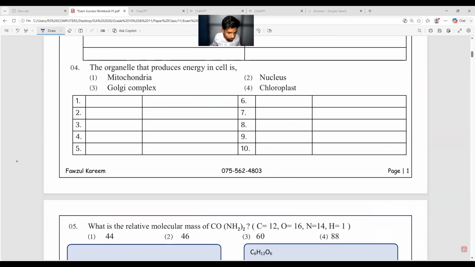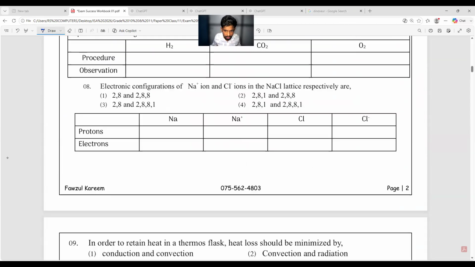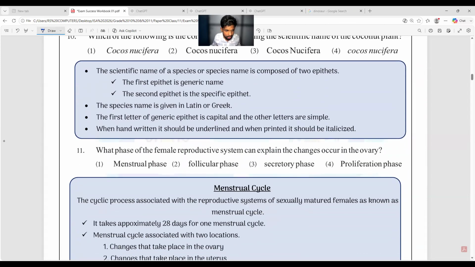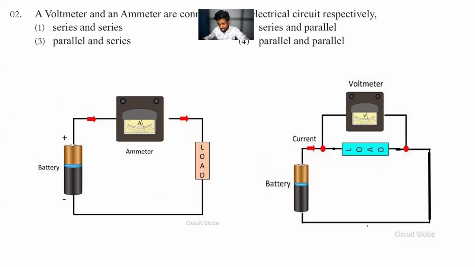Now we'll continue from question number 11. Questions 7, 8, and 10, already we have discussed. Because already we had discussed all those 10 questions, we'll do a quick revision and we will start from question number 11.